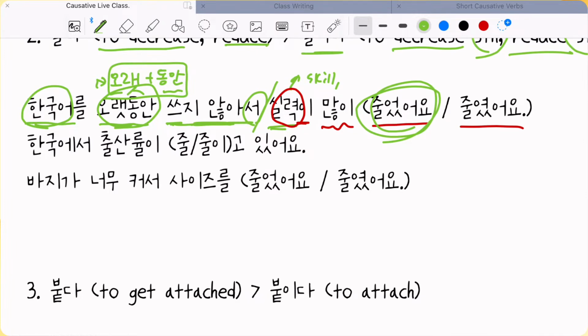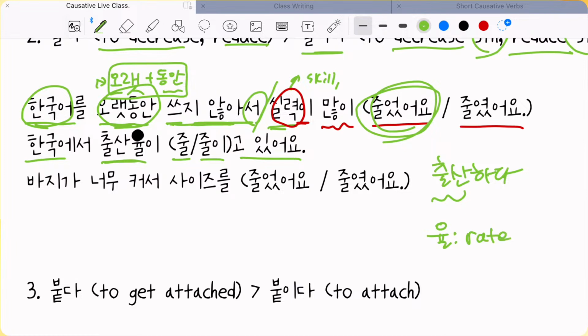So here is the typo, guys. It should be spelled with 이응, the consonant 이응, not 리을. So 출산율이 한국에서 출산율이 줄고 or 줄이고 있어요. 여기서 출산율 하면요. 출산 means so 출산하다 means to give birth to a baby. So 출산 means giving birth. And 율 means rate, ratio. So birth rate, 출산율 would be birth rate.